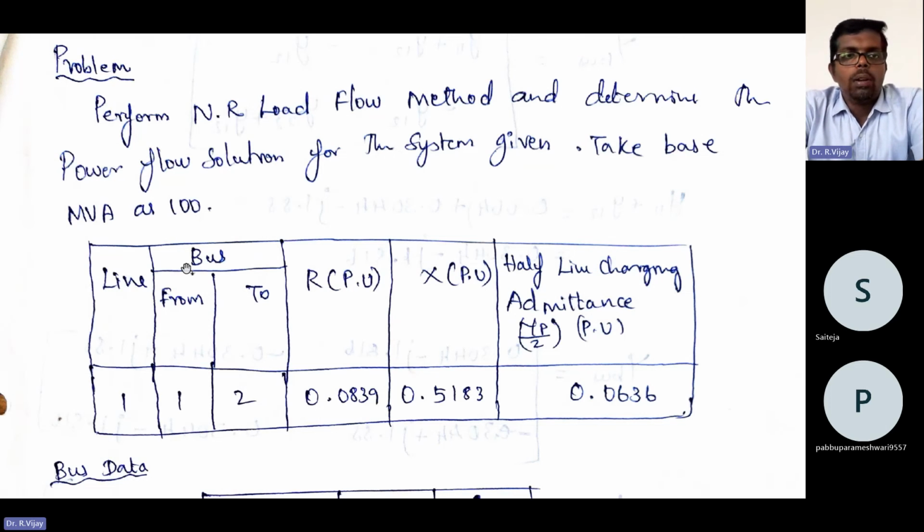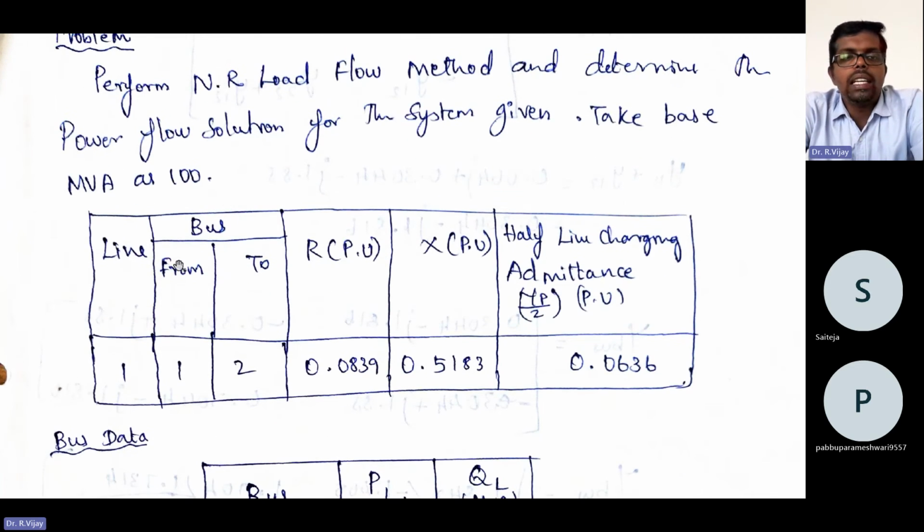Take down this problem. Perform Newton Raphson load flow method and determine the power flow solution for the system given. Take base MVA as 100. You need to take the base MVA as 100. So what have they given? A line from bus 1 to 2.